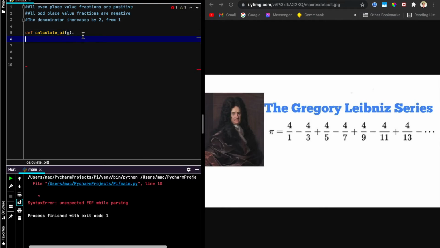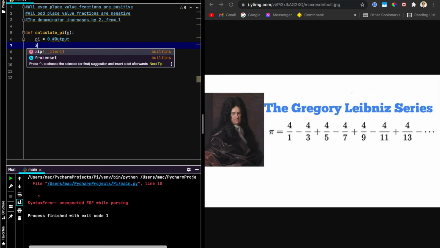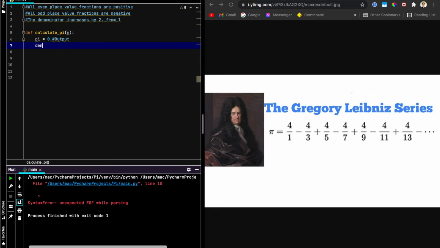Now, once we've created this function calculate_pi, we're going to need to add two variables. So first of all, we're going to have pi, which we're just going to start out as 0, and that is going to be our output at the end. So that's what we're going to want to equal pi, hence the name. And we're going to create z, or let's just call this denom. That's going to represent the denominator. So we're going to start this at 1. And you can see here that the denominator starts at 1, and that's why I'm starting it as 1.